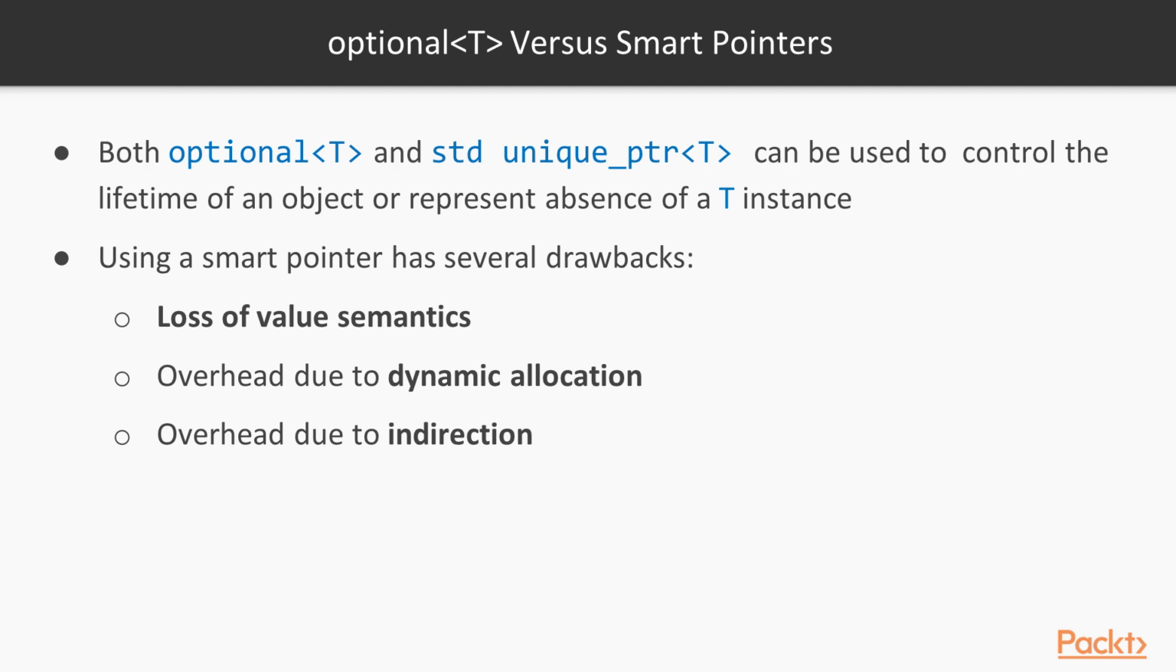So both optional T and unique pointer of T can be used to control the lifetime of an object or represent the absence of a T instance, since unique pointer has a null state. However, if you only want to do that, using a smart pointer has several drawbacks. The most important one, in my opinion, is that you lose the value semantics, because you now have this indirection on the heap, and you need to make sure that your type supports deep cloning semantics if you want them. You also have overhead due to dynamic allocation, and overhead due to indirection. This might be a performance issue if you're using unique pointer or any sort of smart pointer in a hot path of your program.